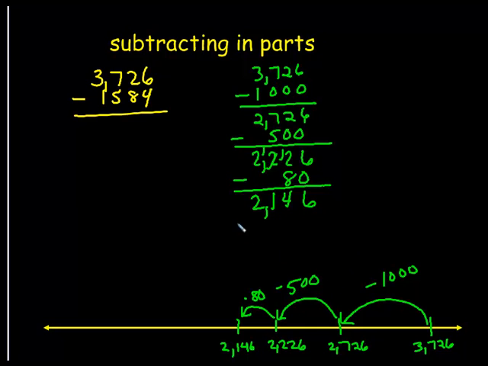And then lastly, we'll subtract our 4 ones. 2,142. It's a little bit difficult to write on that number line, but you'll see we can go back 4 ones. So basically we'll be taking that second number, also known as the subtrahend, and we have broken it apart into its place value to subtract it.